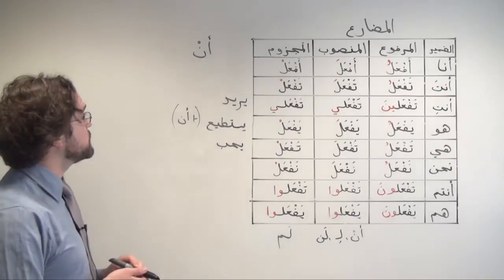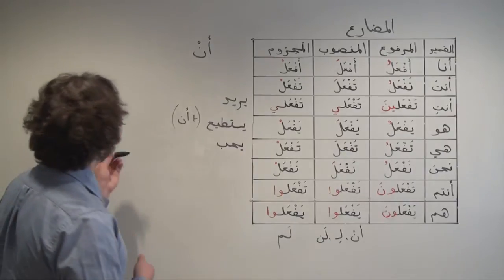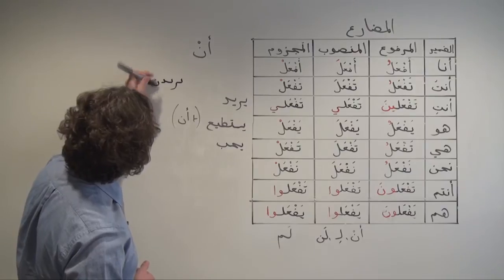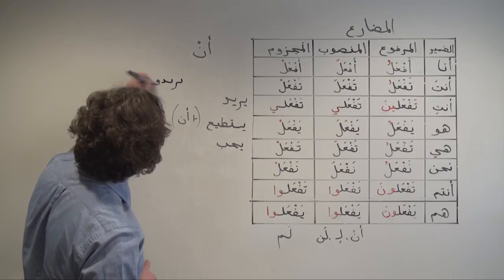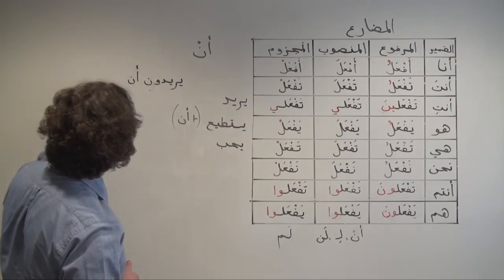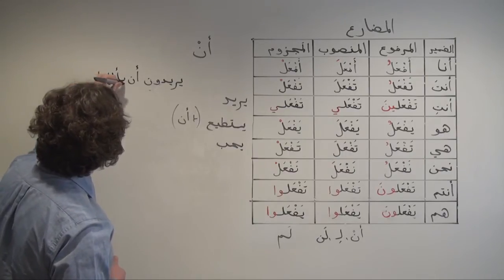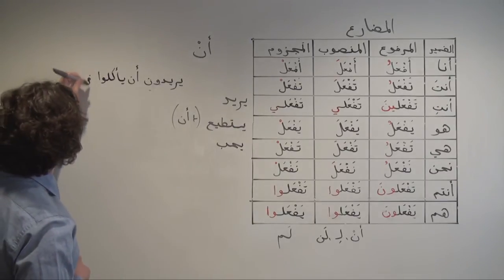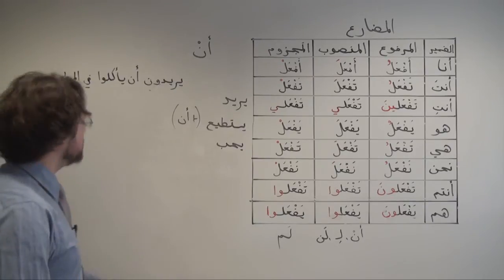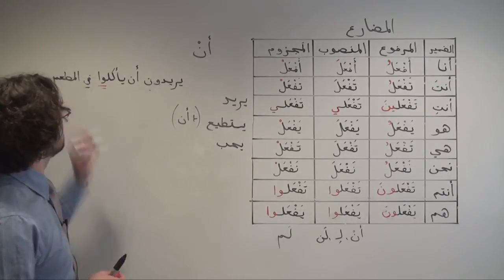If we want to say, for example, they want to eat at the restaurant, we could render that yuridun an ya'kulu fi al-mat'am. So after an, we need to use our mansub form of that conjugated verb.